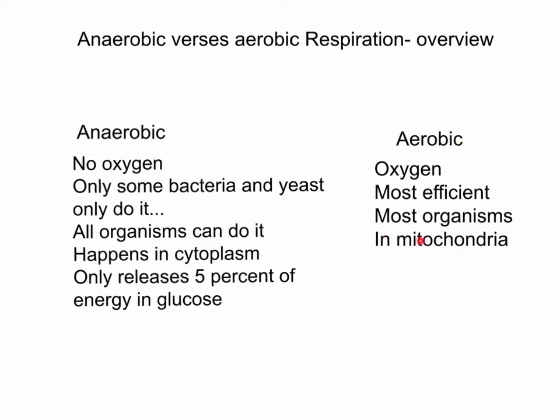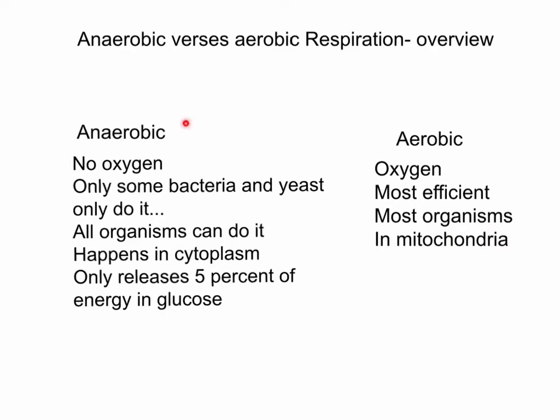So we're going to dive into a lot more detail about both of these, but these are the general things for aerobic. So oxygen's required. It's much more efficient. You may want to write down 55 to 65% of the energy in glucose is released, and basically made into ATP. Most organisms do this, and it occurs in the mitochondria.